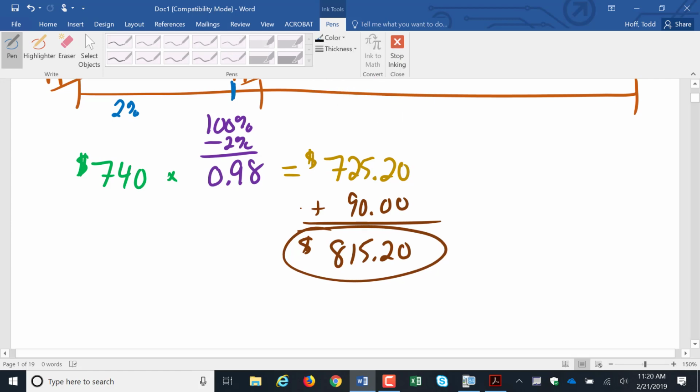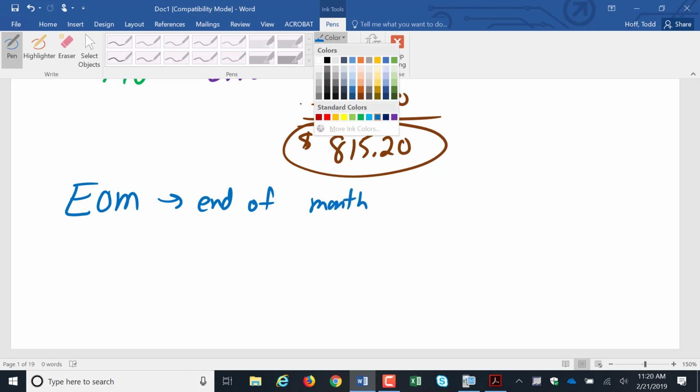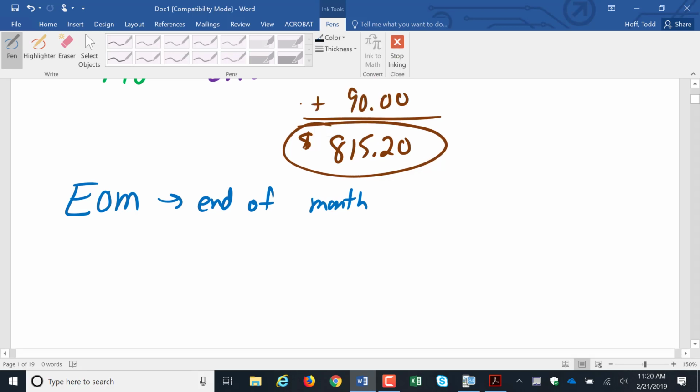EOM is a little bit more complex. EOM stands for end of month. And we're oversimplifying a concept here. It might not necessarily be the end of month. It might be end of week. It might be end of quarter. Hopefully not end of quarter, but it's the end of a period of time.